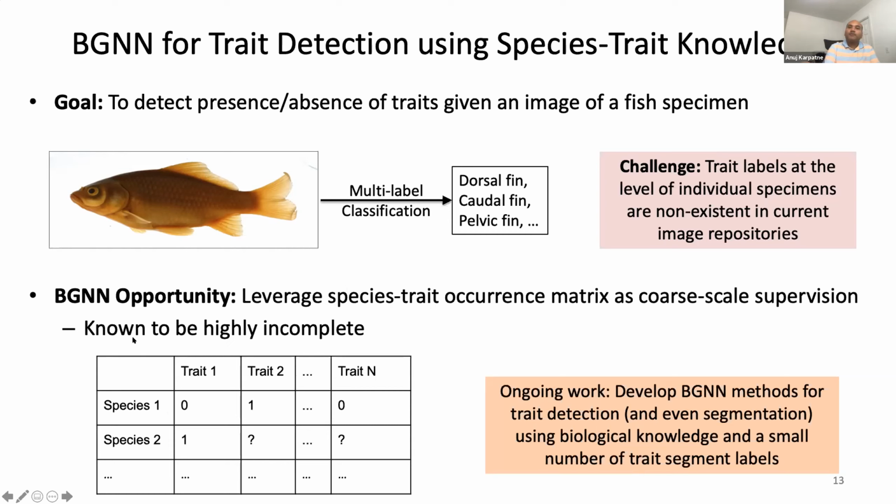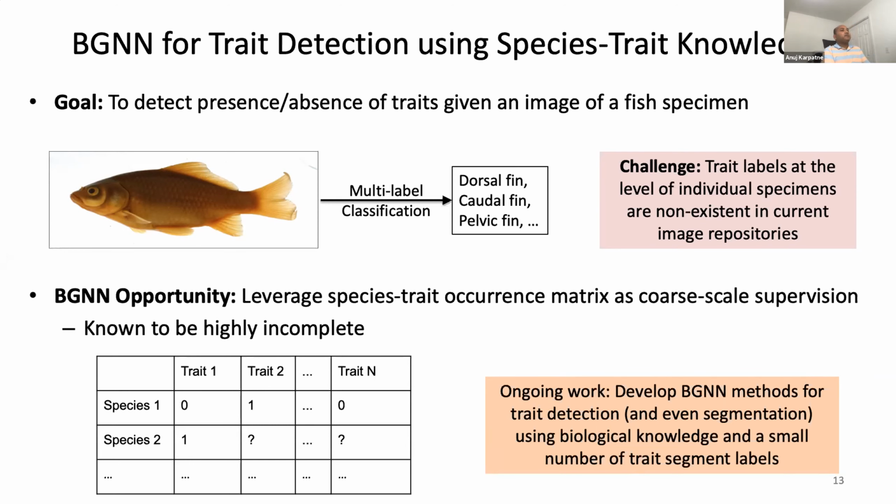This, of course, is known to be highly incomplete, but that's the exercise that we are currently working on: to perform trait detection and even segmentation using the species trait matrix and a small amount of high resolution trait segment labels.